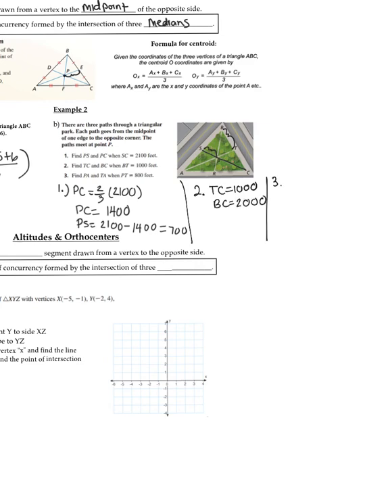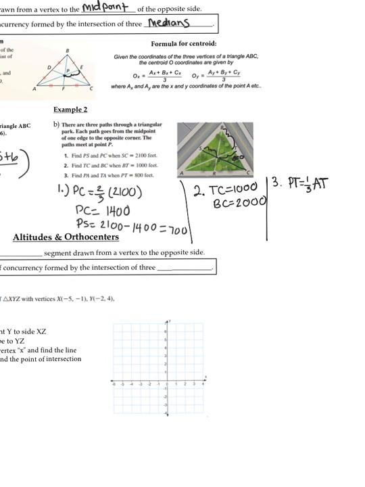All right, so for question 3, it says find PA and TA when PT is 800, right? So if PT, which is right here, is 800, we know that that's 1/3 of the entire AT, right? So then, in other words, PT is equal to 1/3 of the entire AT.